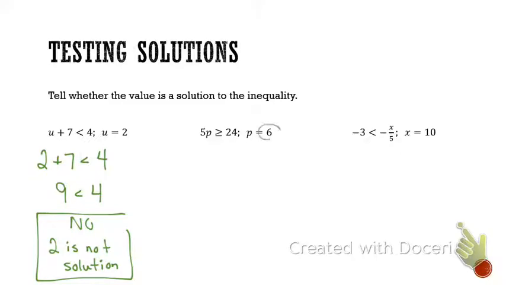All right, so let's look at this next one. P equals 6. Plug in 6 for P. Does it make the inequality true? So, what is it? What operation's happening here? All right, hopefully you're saying multiplication. So 5 times 6 is greater than or equal to 24. What is 5 times 6? 30. Is it true that 30 is greater than or equal to 24? Yes. 6 is a solution. Is it the only solution? Absolutely not. But it's one of them.